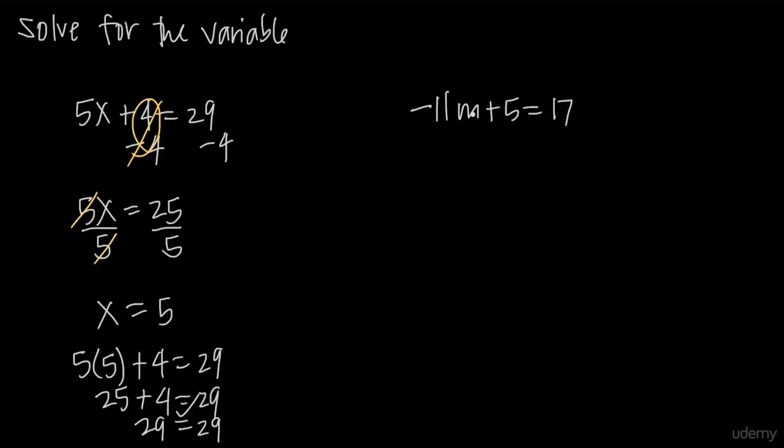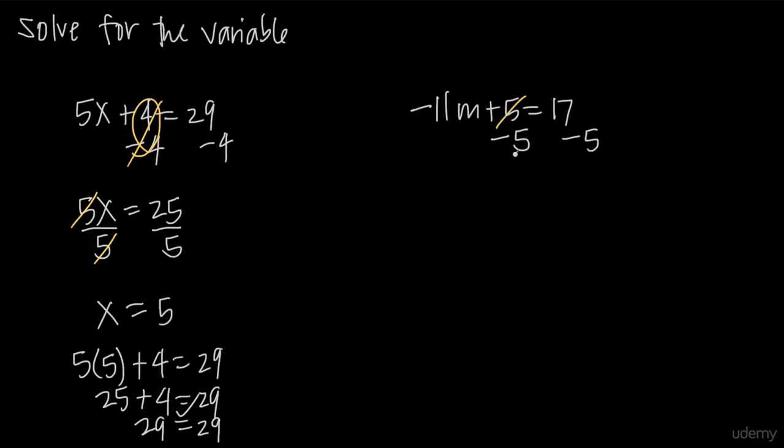We have negative 11m plus 5 is equal to 17, and we need to solve for the variable. The variable here is going to be m, so we need to solve for m by getting m all alone by itself on one side of the equal sign. So in order to do that, the first thing we need to do is get rid of this plus 5, because on the left-hand side we have negative 11m plus 5. Because we have addition, we want to do the inverse operation, which is subtraction, and subtract that same value. But of course, we also have to do that on the right-hand side in order to keep everything balanced.